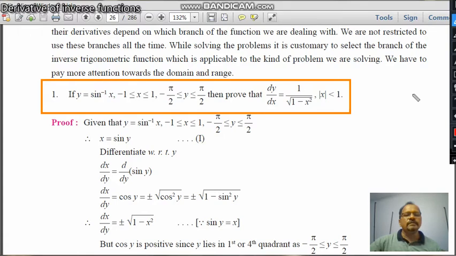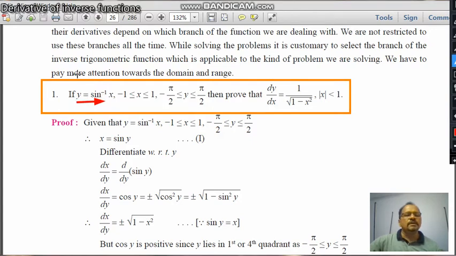We have studied the theorem on inverse functions derivatives. The most important part in 12th standard for inverse functions is inverse trigonometric functions, and today we will see some derivatives of inverse trigonometric functions and some solved problems in the book. The first theorem of the inverse trigonometric functions is the derivative of sine inverse x.